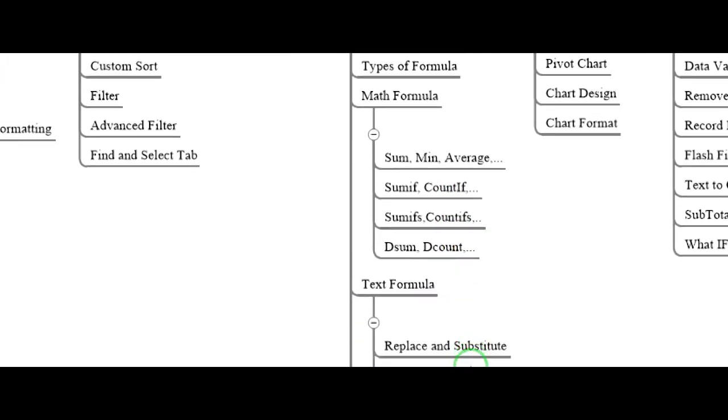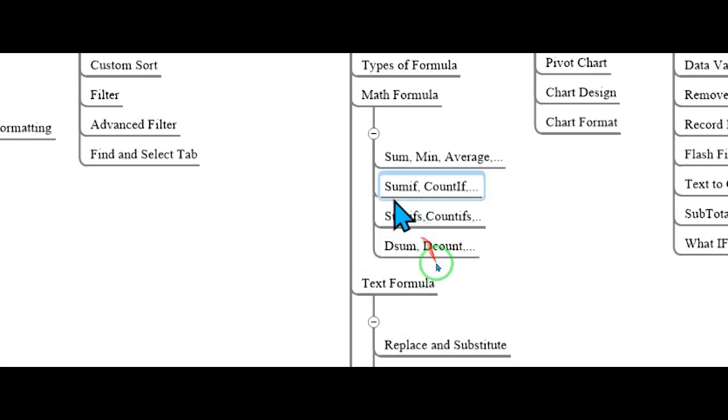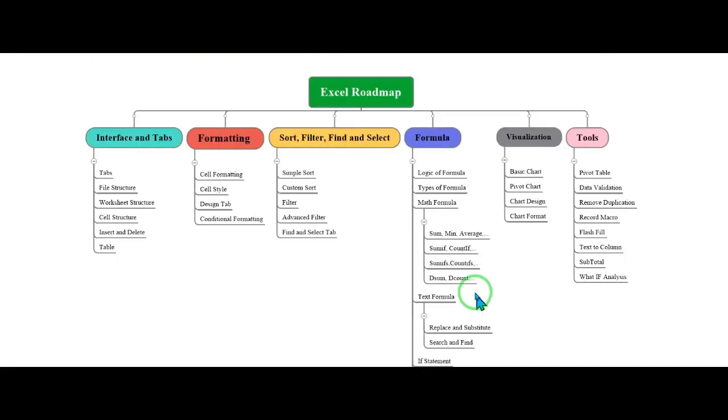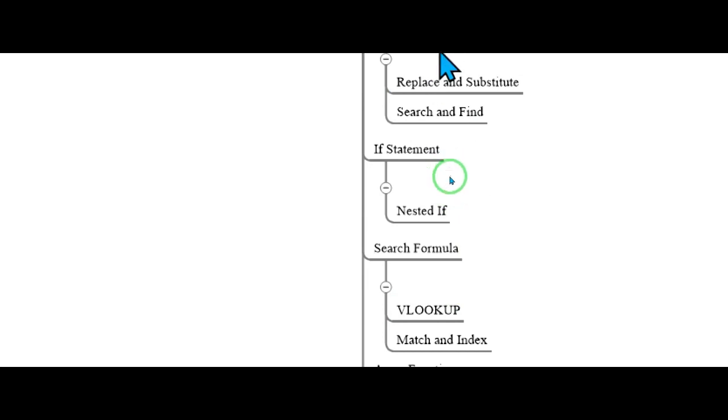The next category which you have to learn would be related to the text formulas. For example, how you can replace or substitute your data, or search and find. Of course, there are more than these for the text formulas. However, you need to know just these formulas that I have written here for you. After learning text formulas, it's time to learn if statements, how you can have your if statement in Microsoft Excel, different if statements, and more complicated ones, which are called nested if.